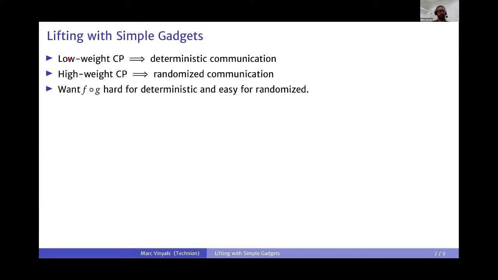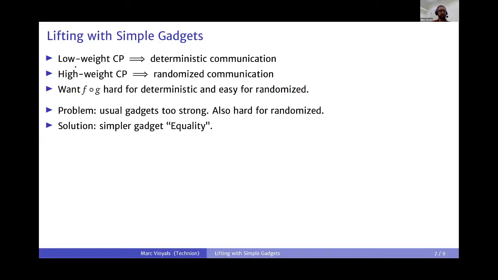And now, since we want to separate these two, if we are to use lifting for this, of course we want this composed problem to be hard in the first case, low weights, but easy for randomized communication. And now this is a problem because many of the previous lifting theorems use gadgets such as indexing or inner product that are just too strong. And then the composed problem will be hard for randomized communication as well, which is no good.